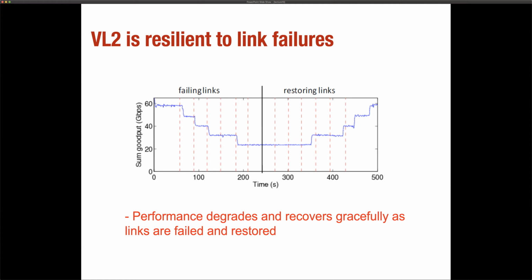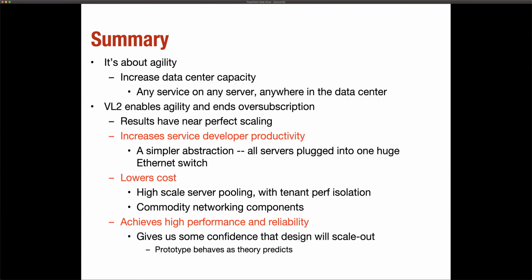It keeps on decreasing as the links go down, and then eventually when the links start coming back, it is able to leverage the additional new capacity that is available and then operate at the highest possible throughput. So yes, this result demonstrates that VL2 is resilient to link failures. So this brings us to the end of today's lecture.